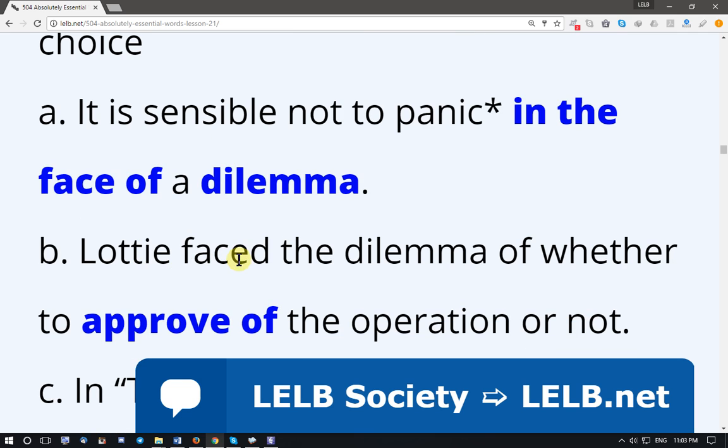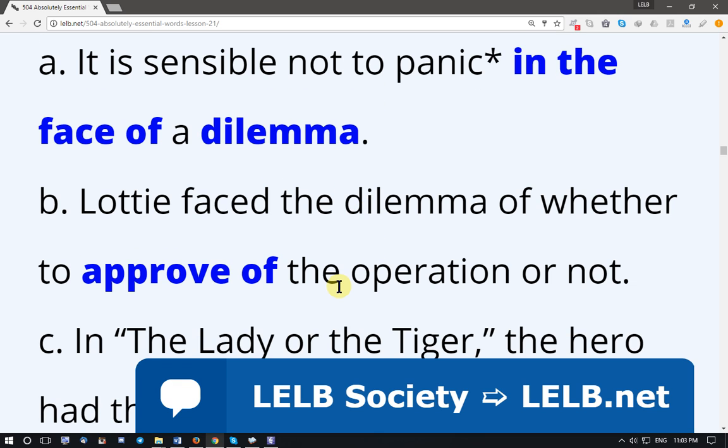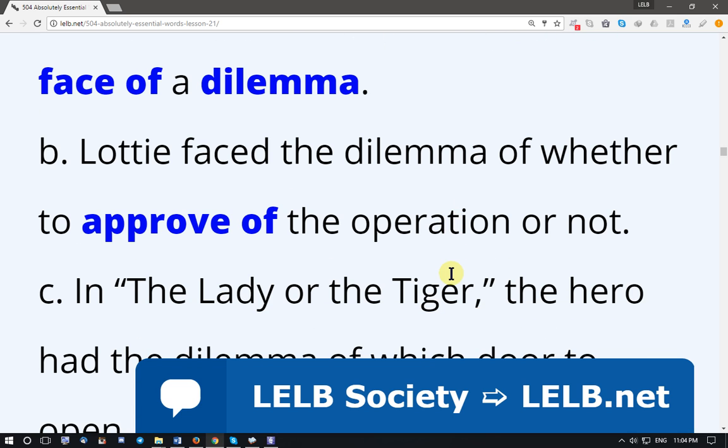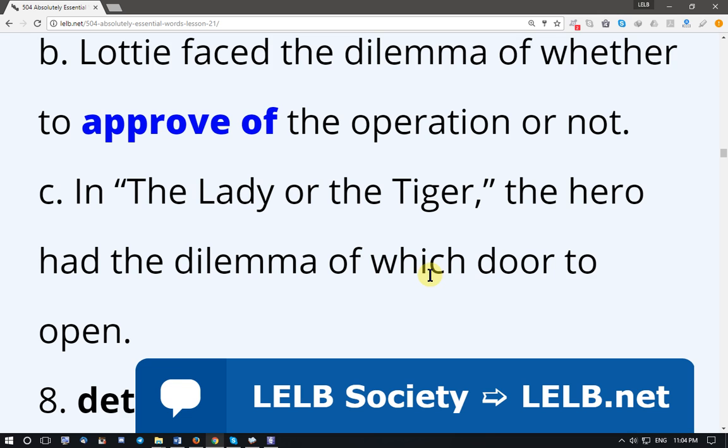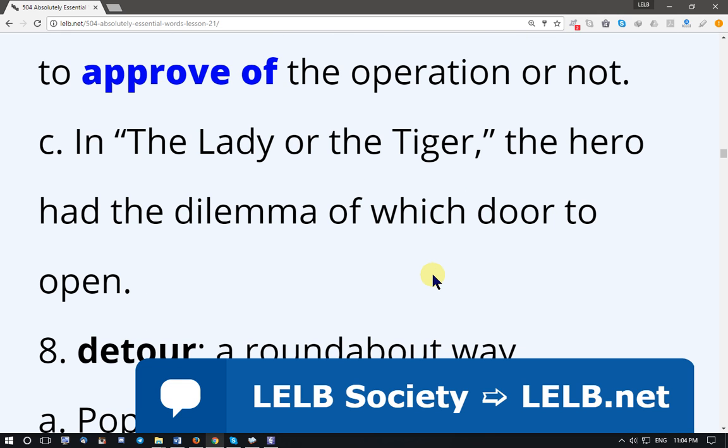Lottie faced the dilemma of whether to approve of the operation or not. Yeah, this is such a situation. To face or deal with or be confronted with the dilemma of whether to approve of or advocate for or accept the operation, particularly it must be a surgical operation, or not. The Lady or the Tiger. Okay, in The Lady or the Tiger, the hero had the dilemma of which door to open, because actually it was either a tiger that cost him his life or a lady that could maybe get romantic.